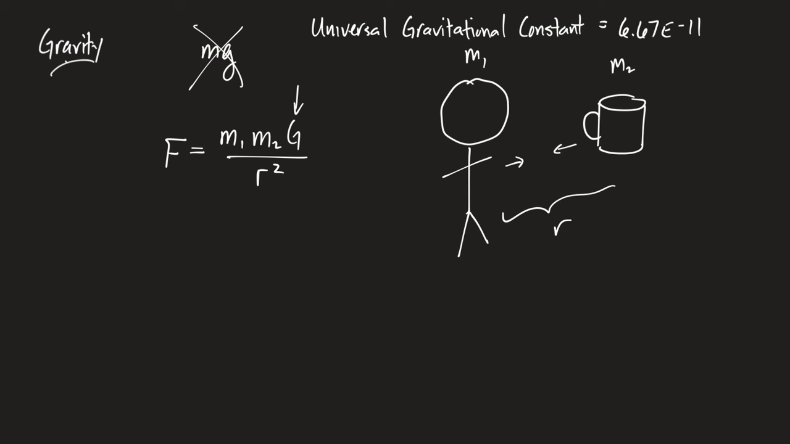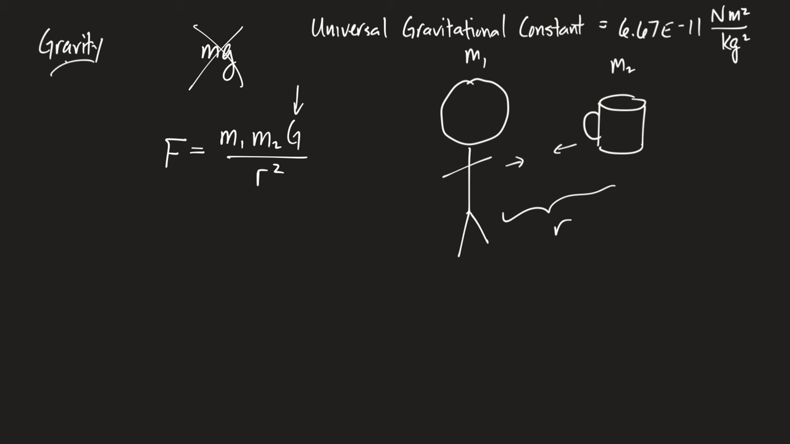Now, there's weird units here, and you do have to know these units. It's newtons meter squared per kilogram squared, because you have this equation, and it has to be left in newtons when you're done. So the gravitational constant has some weird units.